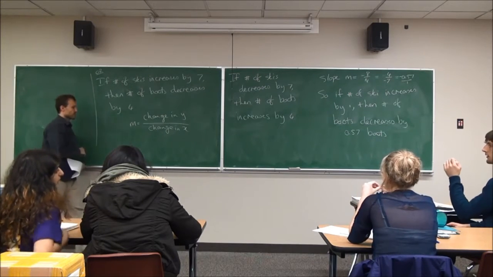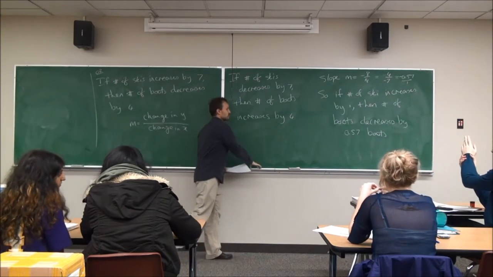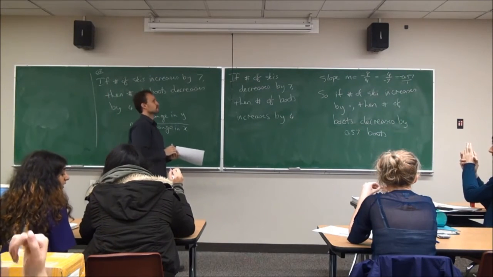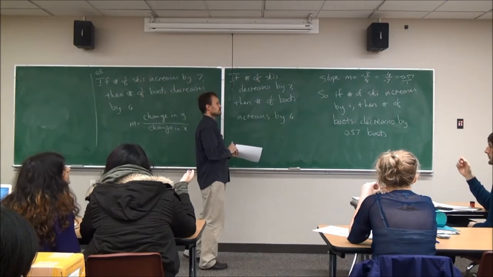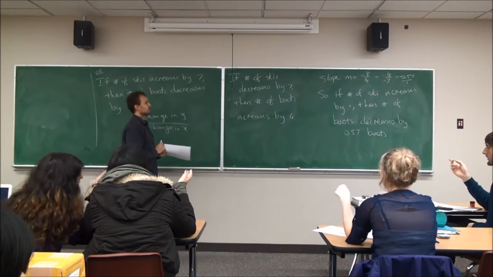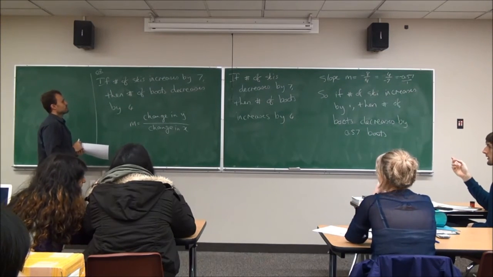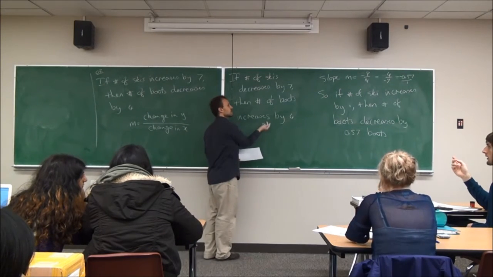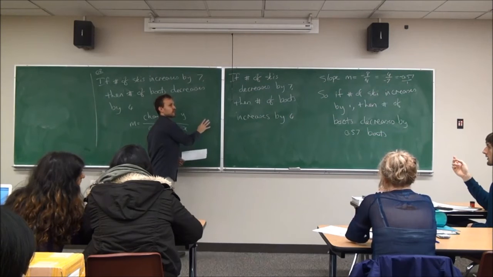One of the most important things is being able to interpret the slope. Yes? So then what if you had this problem in real life? What would you do if you wanted to make as many skis as boots? Would you be able to use this? The reason one change affects the other change is because I have a fixed amount of time.